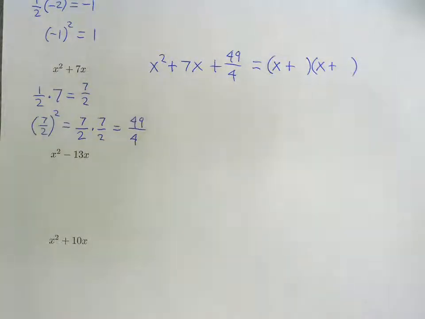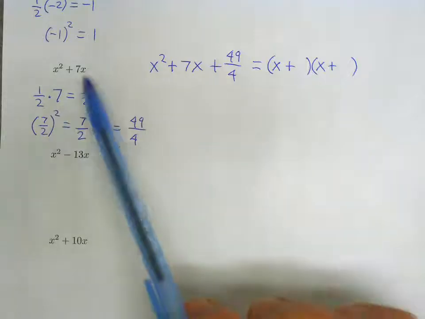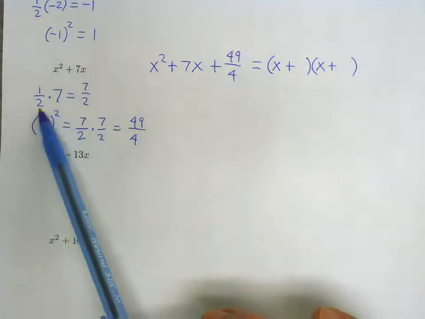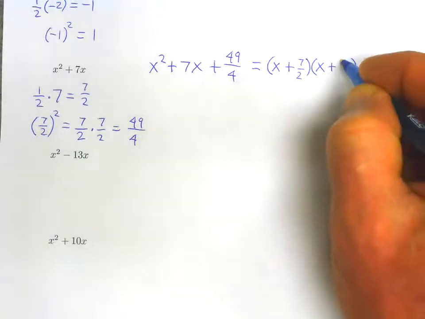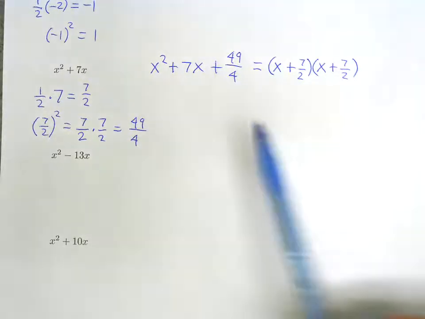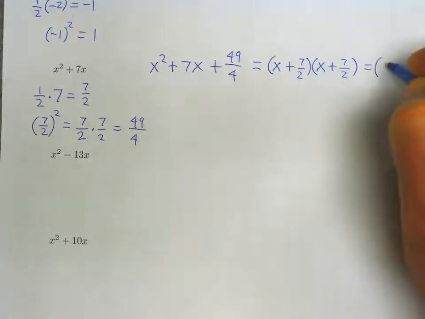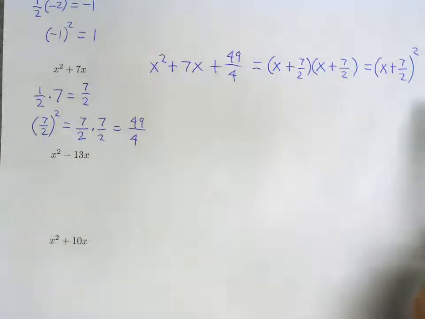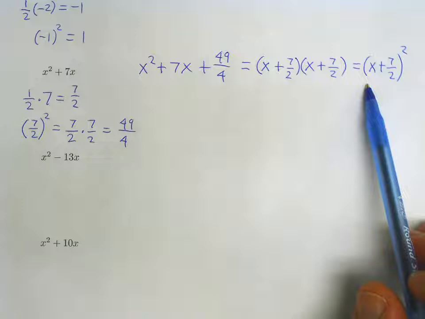And then the potentially challenging part is knowing what number to put here and here. Well, the number that we put is the same number we got when we took 1/2 of the coefficient of x. So 1/2 times 7 is 7/2. So that means we're going to put 7/2 in each of the binomials. So x plus 7/2 times x plus 7/2. When we're solving equations by completing the square, we always want to write x plus 7/2 quantity squared, or whatever the binomial factor is squared.